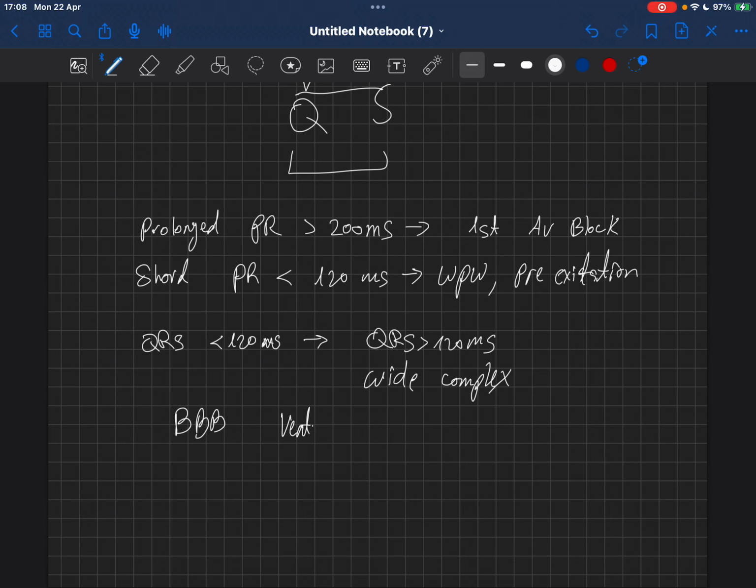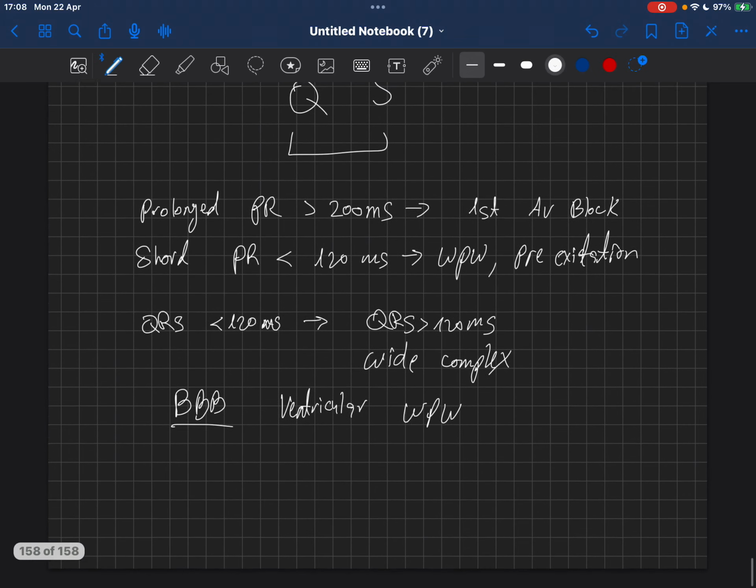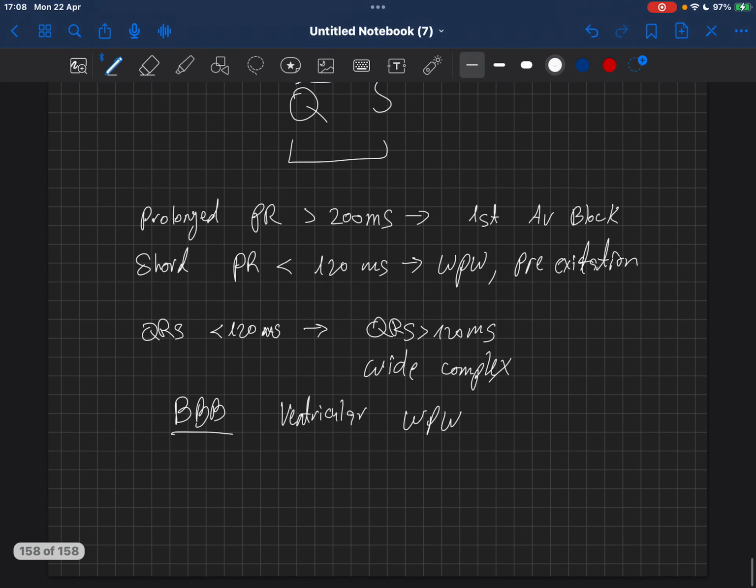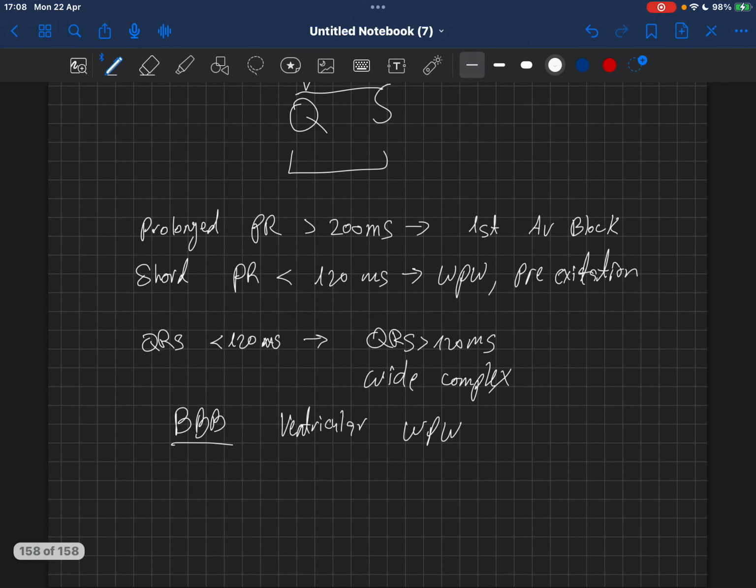Bundle branch block can cause it. Ventricular arrhythmia, when the electrical signals come from the ventricle, looks like a wide complex. WPW can cause it. Bundle branch block, we said. Yes, okay. And even we are classifying the tachyarrhythmia.